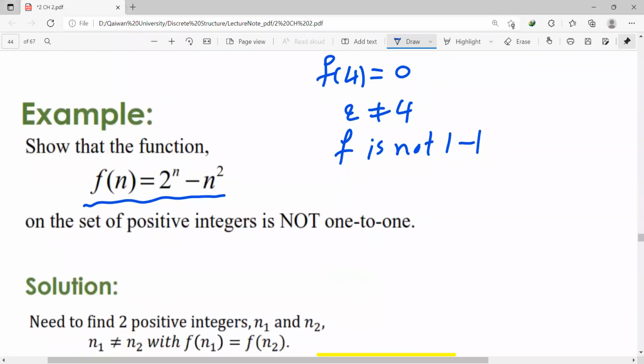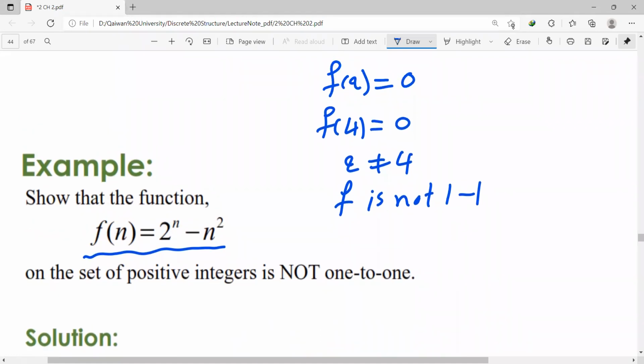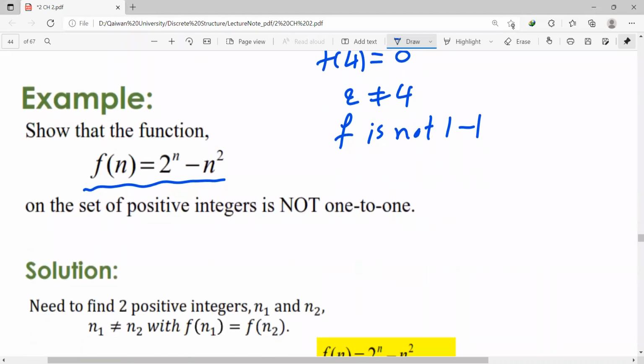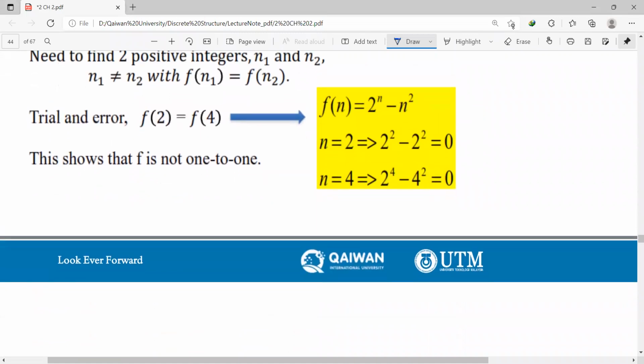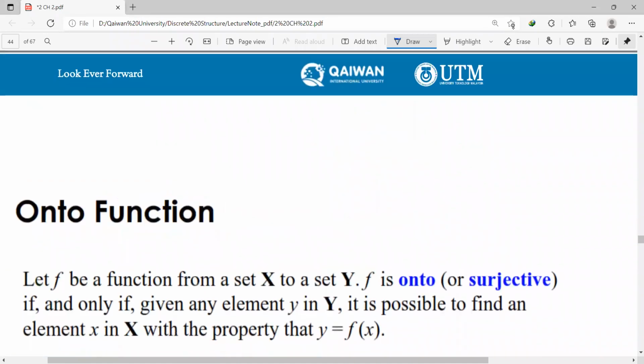So here we say this function is not one-to-one. Why? Because we picked two different elements which have the same image, but they are not equal. So here we say the function is not one-to-one.